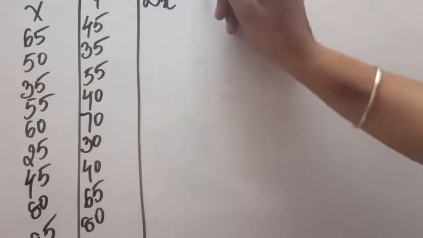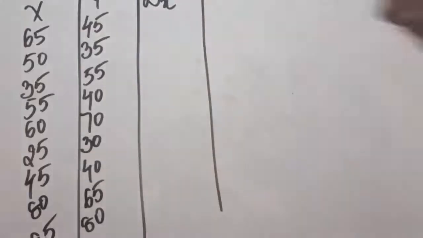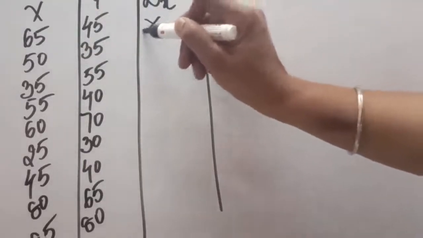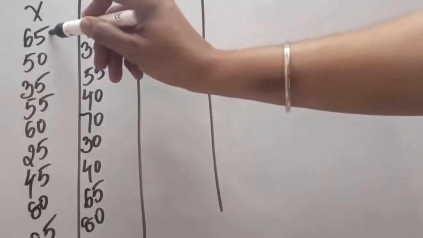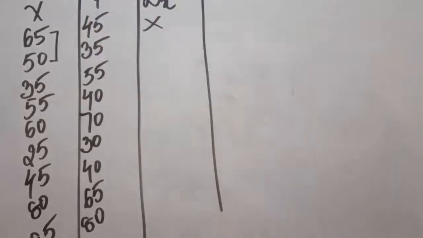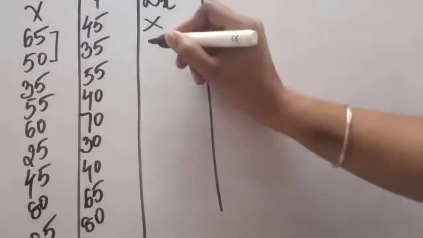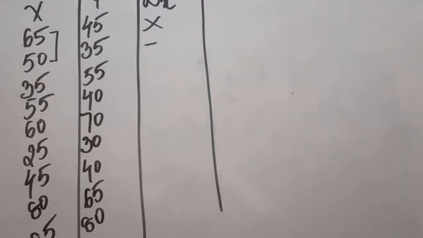First of all, we will have to calculate dx. Dx stands for direction of change in the x series, in which direction the x series is moving. The first value will always be put as a cross, which means there is no value we are considering. Now from 65 we have gone to 50. The value has reduced, so we will put a minus sign over here.